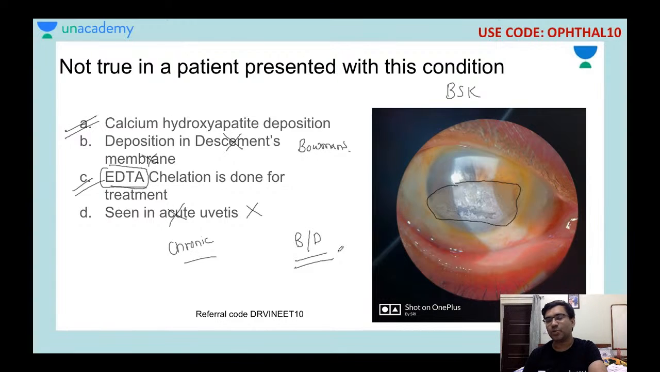Now, band-shaped keratopathy would not change, whether it is an image-based question, a theoretical question, or a video-based question. It is not going to change whether one option is correct, two options are correct, or all four options are correct. So you have to not just practice the questions, you have to practice the topic as well.